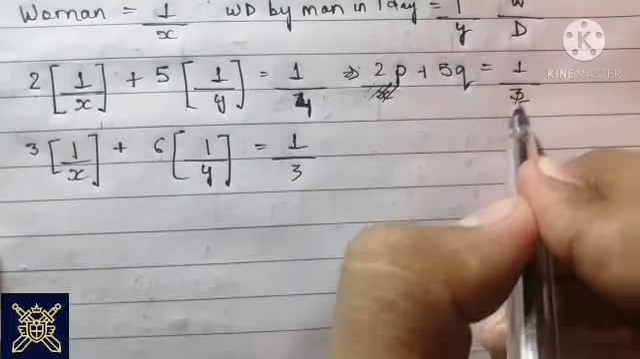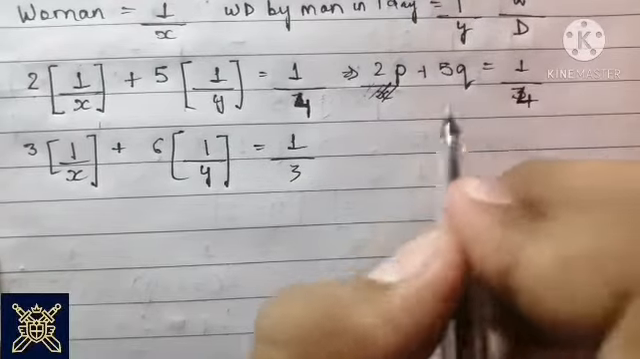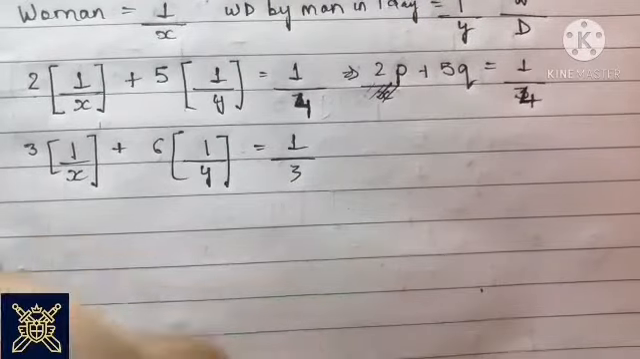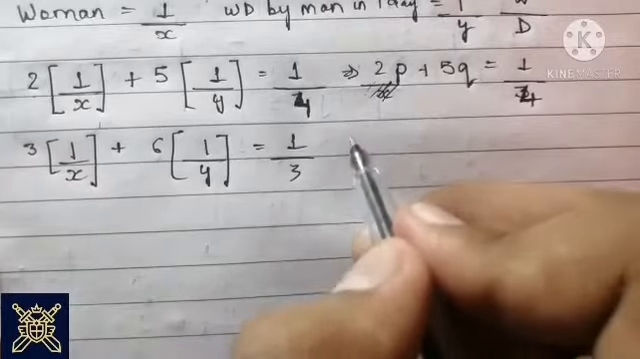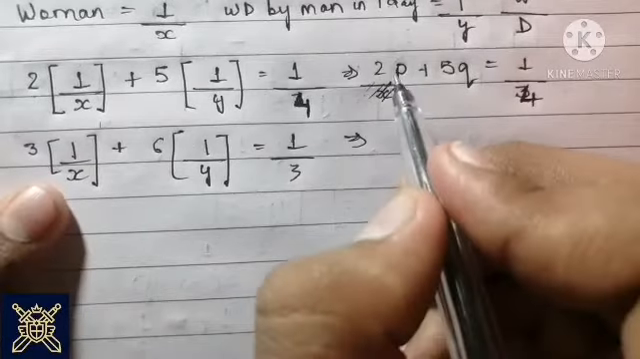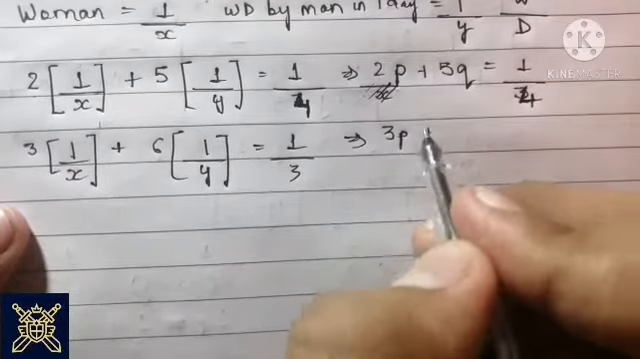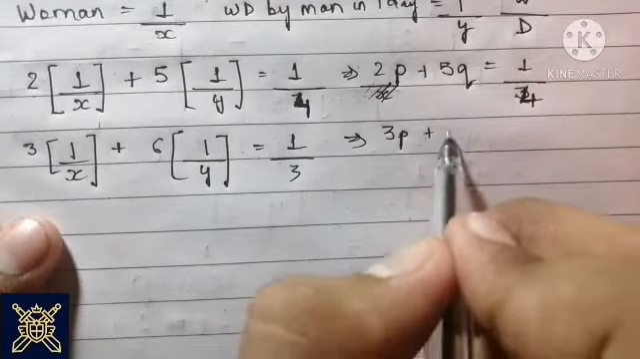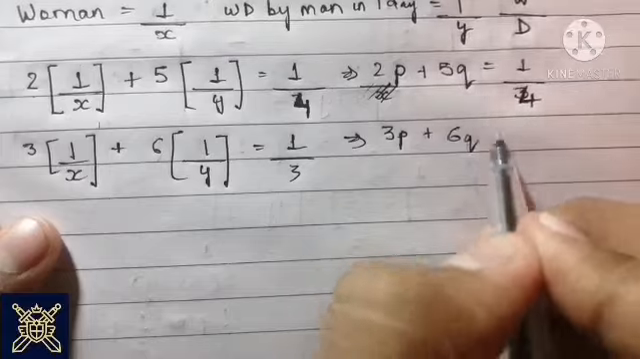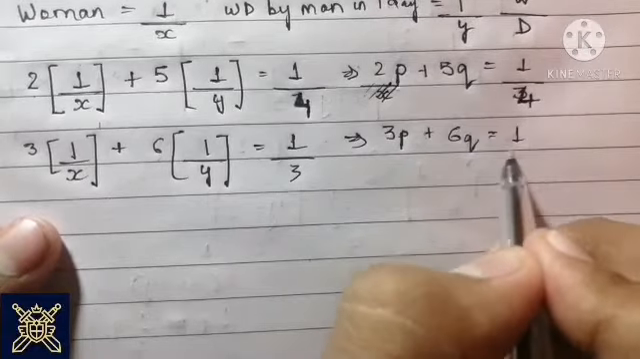Sorry, there will be a change, my bad. So 3 into 1 upon x. Now you can write 1 upon x as we took earlier, it was p. So 3p plus, here you have 6 into 1 upon y, so 6q, and this is equal to 1 upon 3.